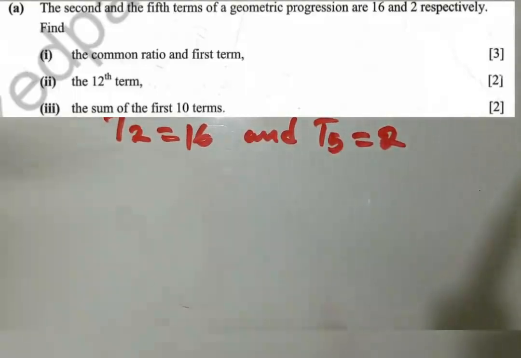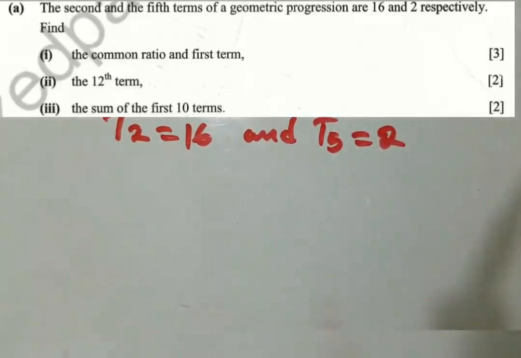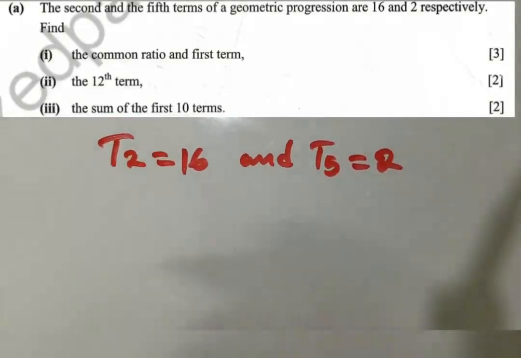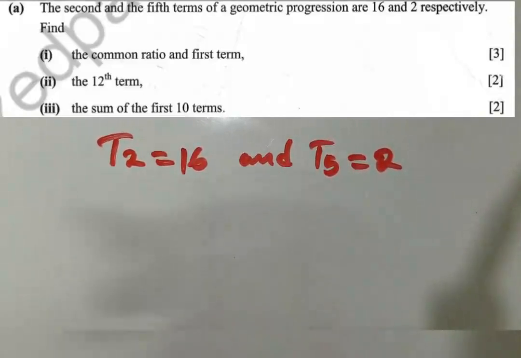So this is what you are supposed to do now. This is term 2, and term 5, they have already found for us. Now what you need to do is to find the common ratio and the first term. So how do you do that?